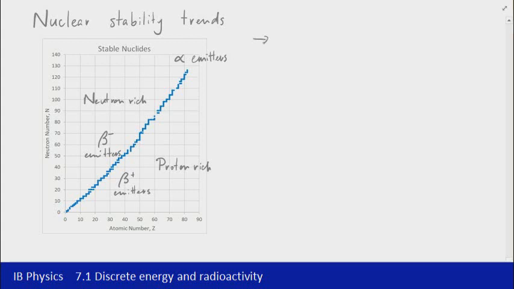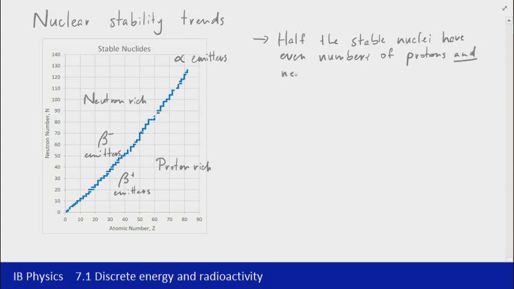So the first trend we're going to look at is that half of the stable nuclei that you can see on that graph have even numbers of neutrons and protons. So we're not talking just an even number of protons or an even number of neutrons, they have both even numbers of protons and neutrons.